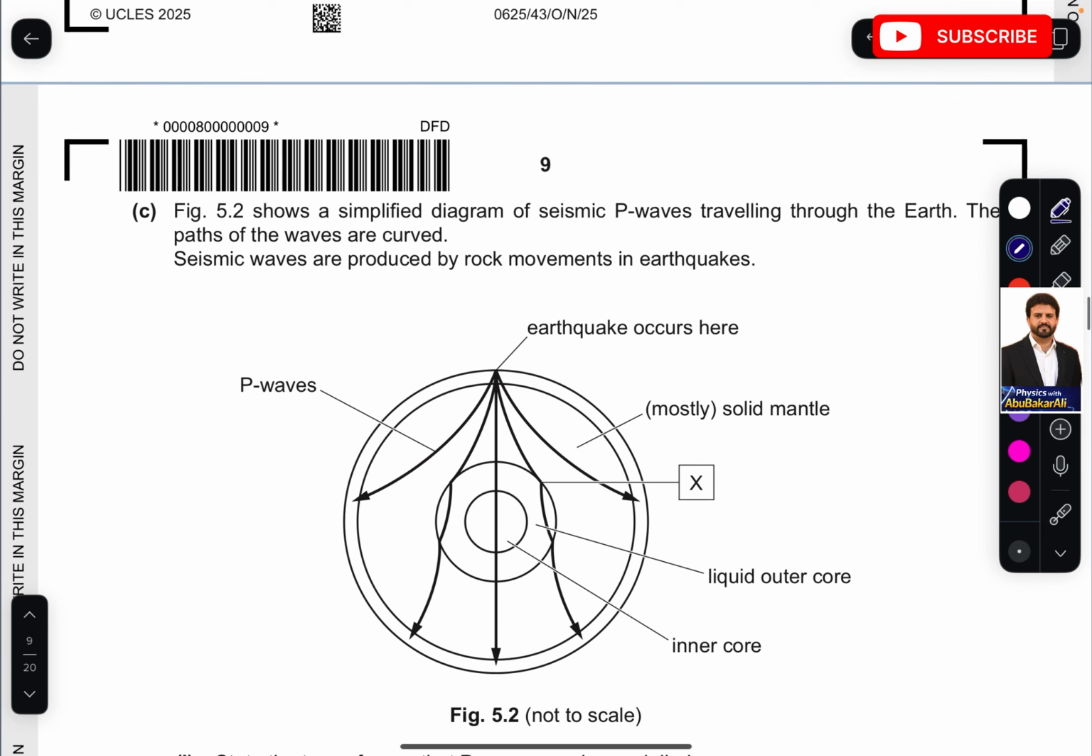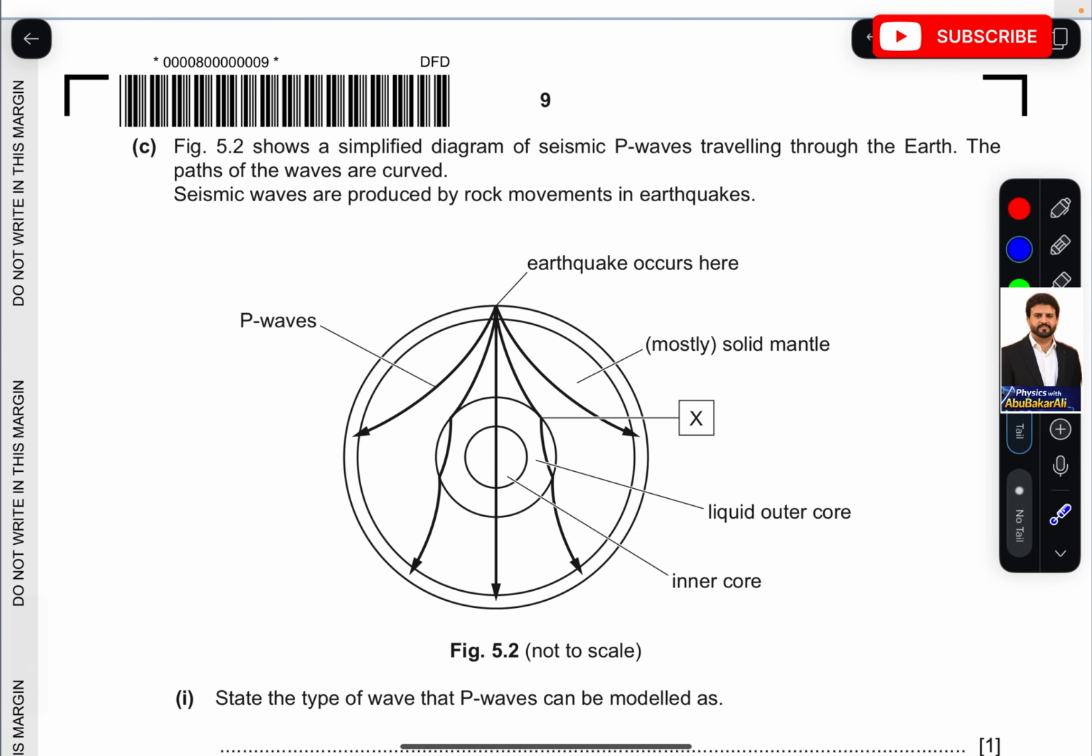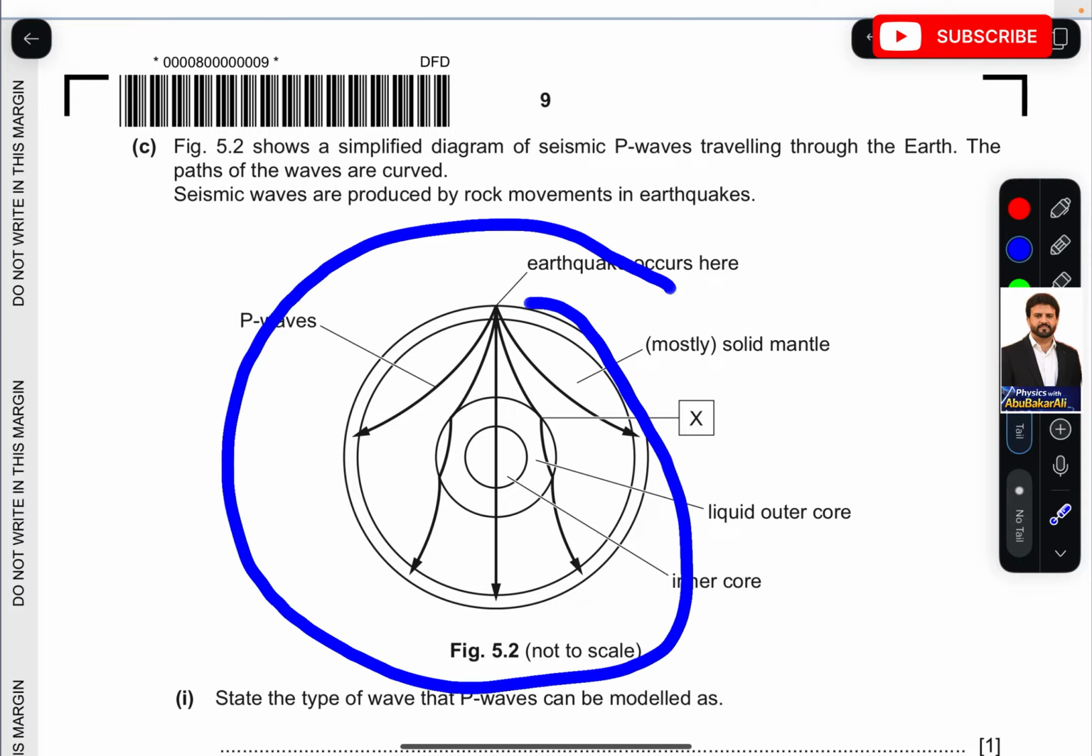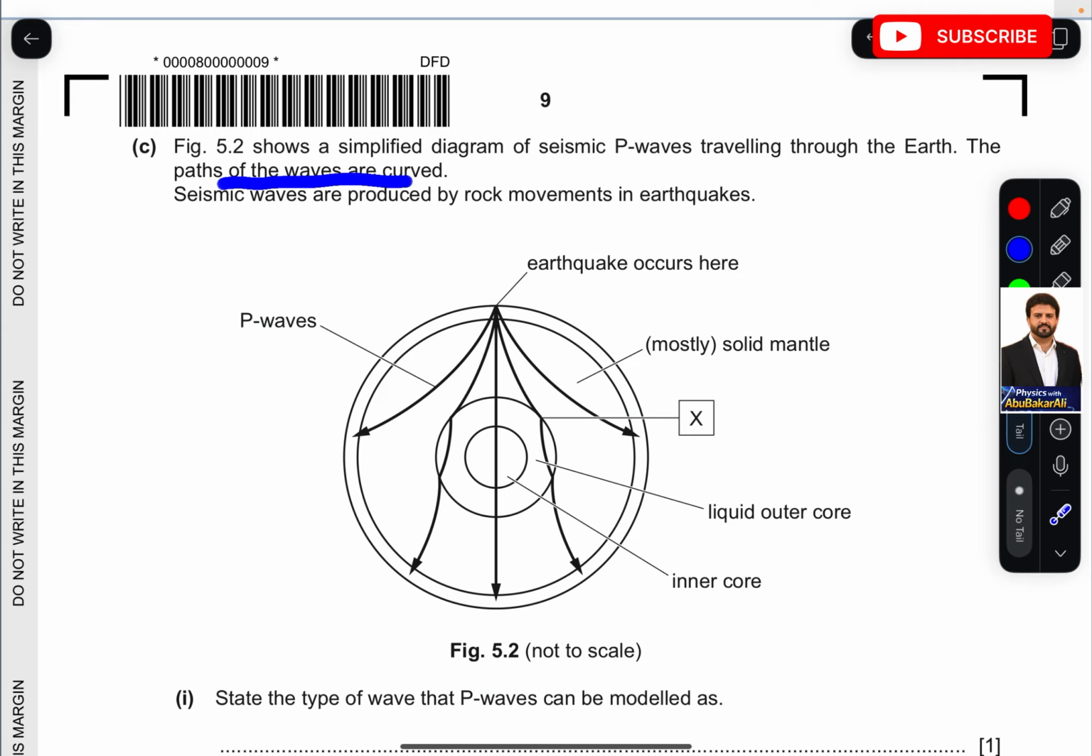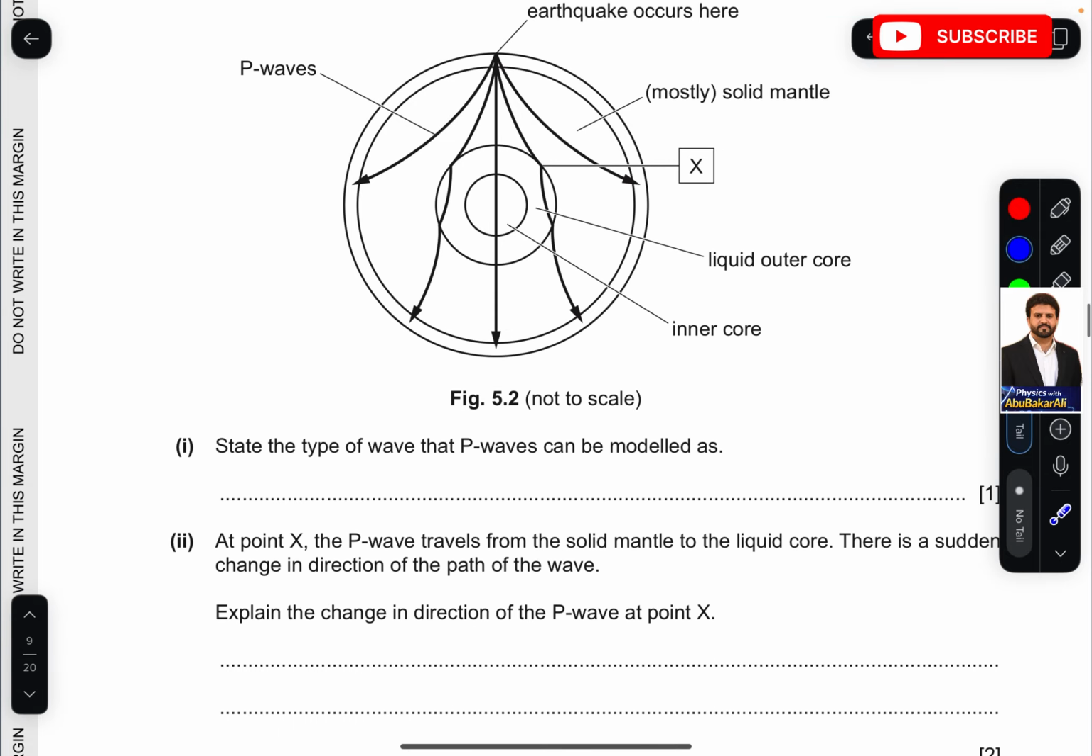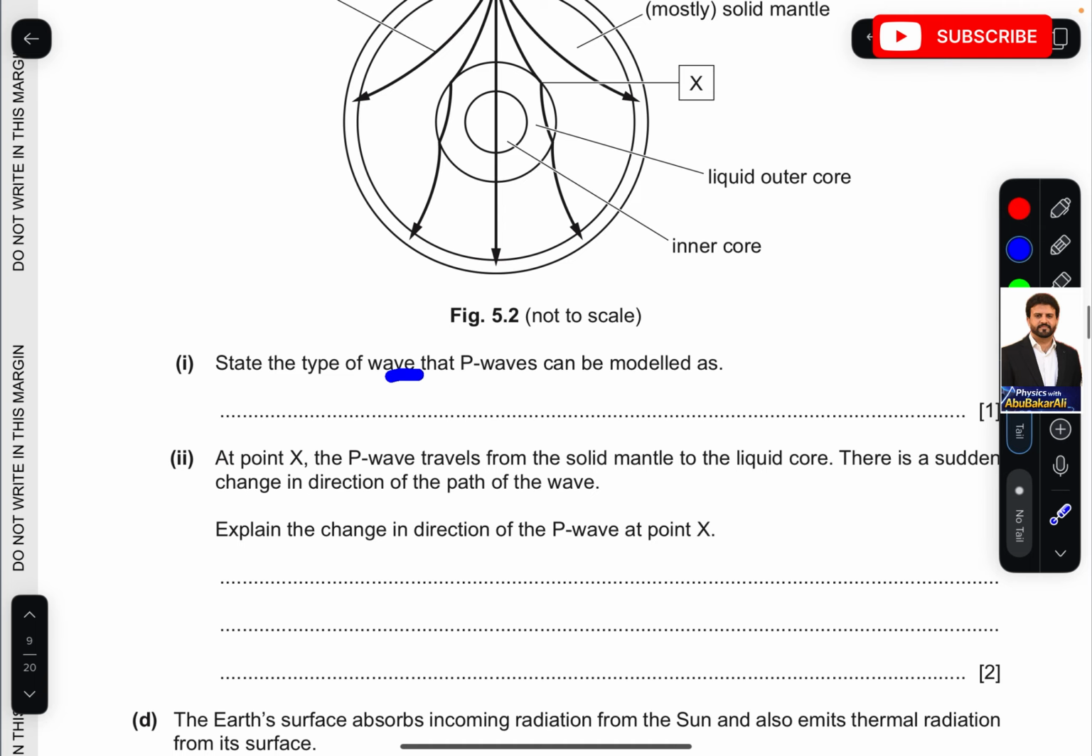Okay, moving forward to the next part, part C. Figure 5.2 shows a simplified diagram of a seismic P wave traveling through the Earth. Okay, there is the diagram. The path of the wave is curved. Seismic waves are produced by rock movement in an earthquake. State the type of wave the P wave can be modeled as. What you have to keep in mind: P waves are longitudinal waves and S waves are transverse waves. So they are modeled as longitudinal waves.